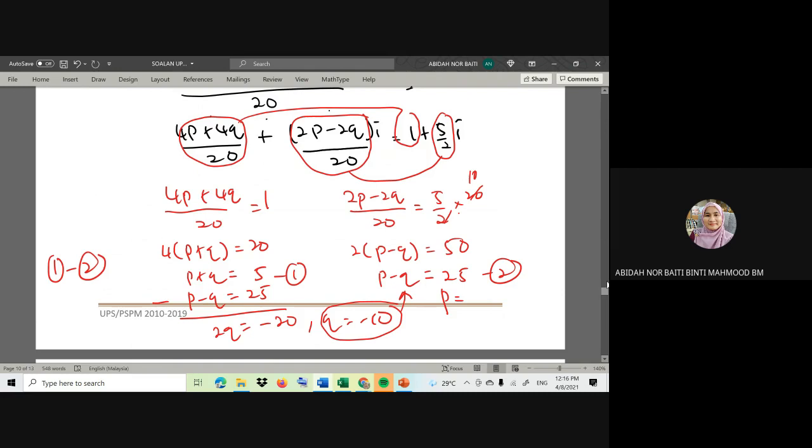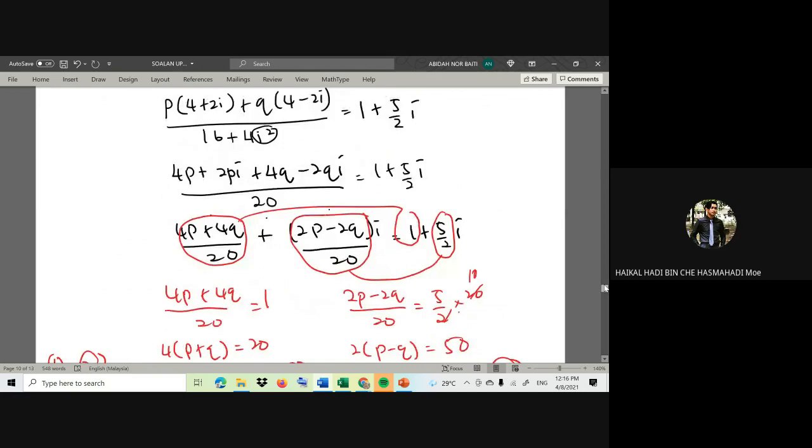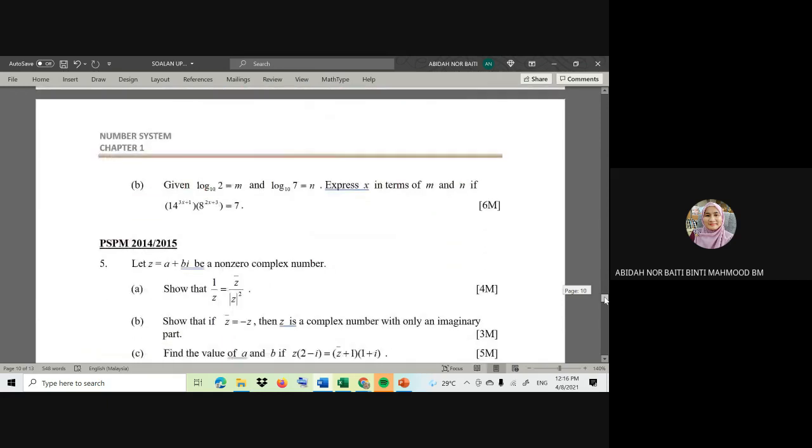Salah P and Q tu. Ni nombor berapa? Nombor 4 kan? Nombor 4A. Betul lah, P dia betul. Okay, boleh ya? Elimination lah senang. Eliminate P. Jangan pakai substitution macam panjang sikit kot. Tapi boleh je sebenarnya, cuma panjang.